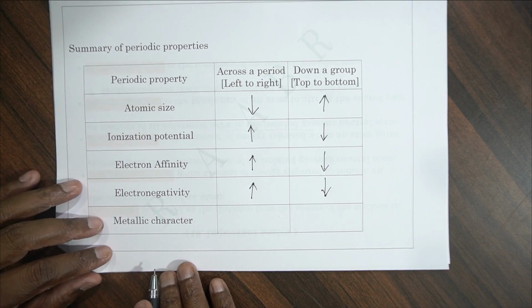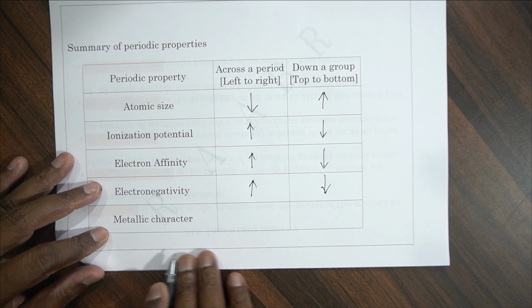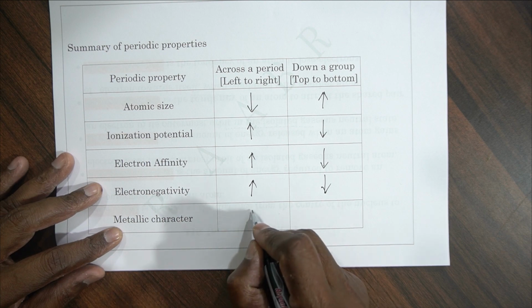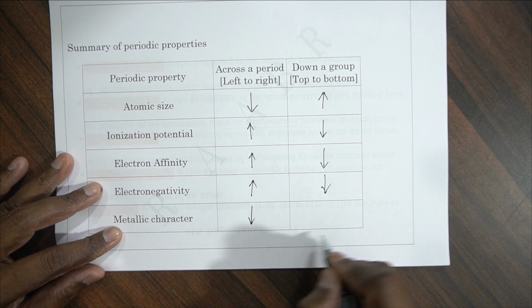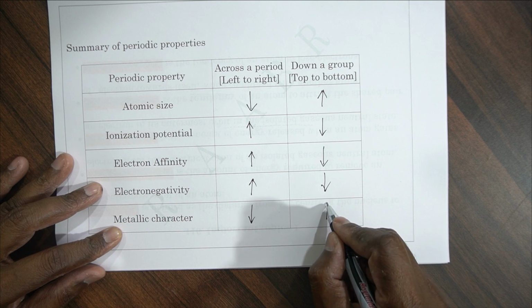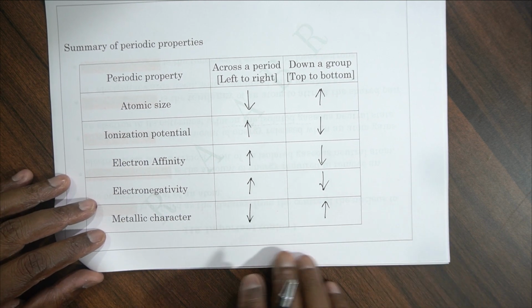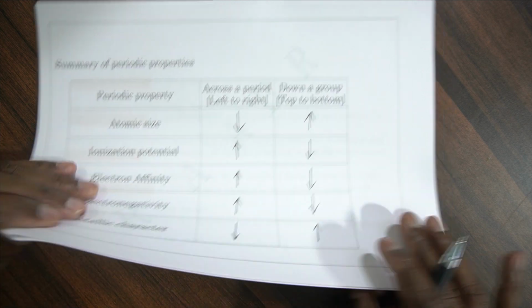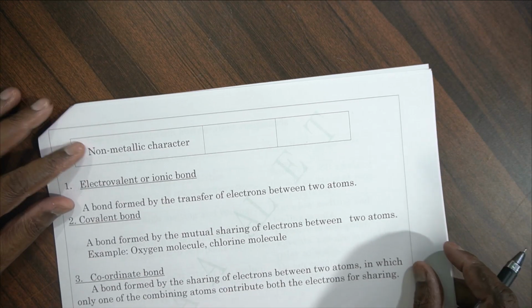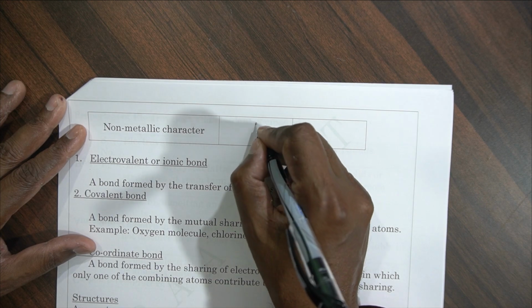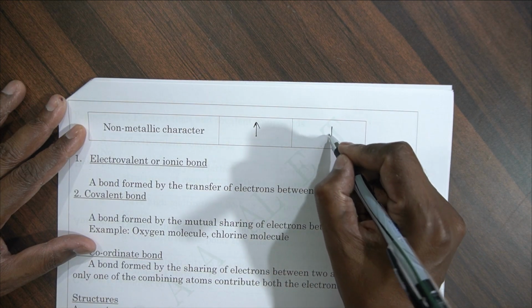Similarly, now let us take the next property, metallic character. Metallic character across a period decreases, and down a group it increases. The most metallic element will be at the bottom of any group or on the left hand side of any period. Then the non-metallic character, if you check, it will increase across and decrease downwards.